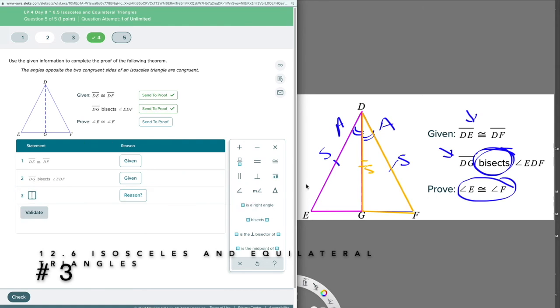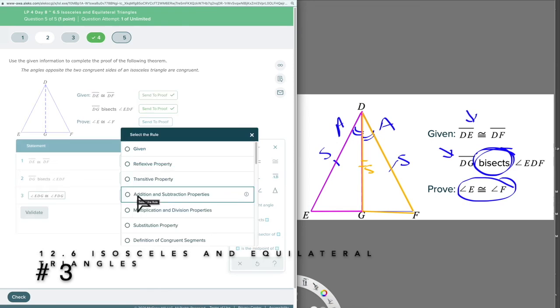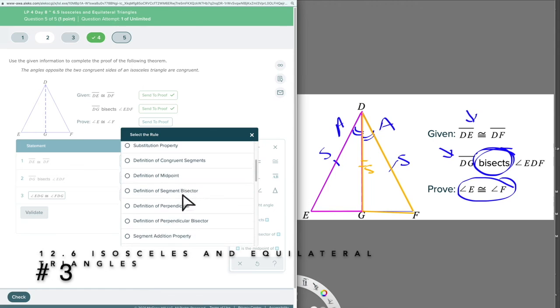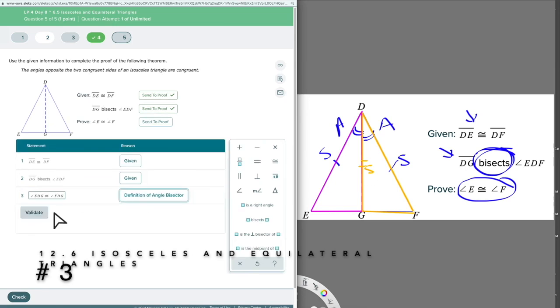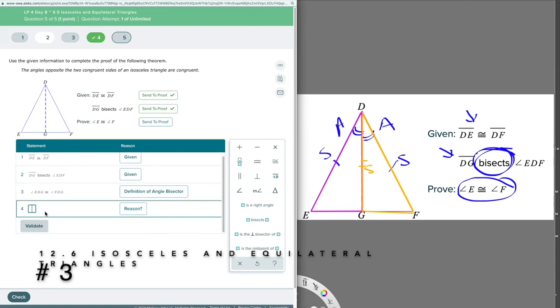So now I'm going to define this word bisect, and I can't say angle D because that could be the two smaller ones, that could be the larger one. So I need to go angle EDG is congruent to angle FDG, like that. The reason for that is I'm defining what this bisector is, and it's an angle bisector. So it's definition of angle bisector. There it is. Perfect. So now I've got my side.